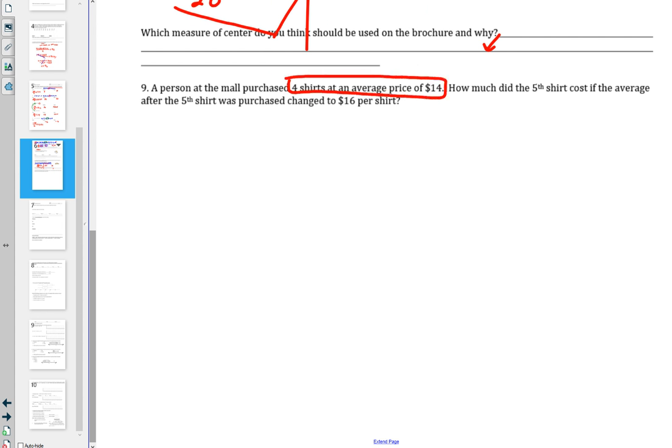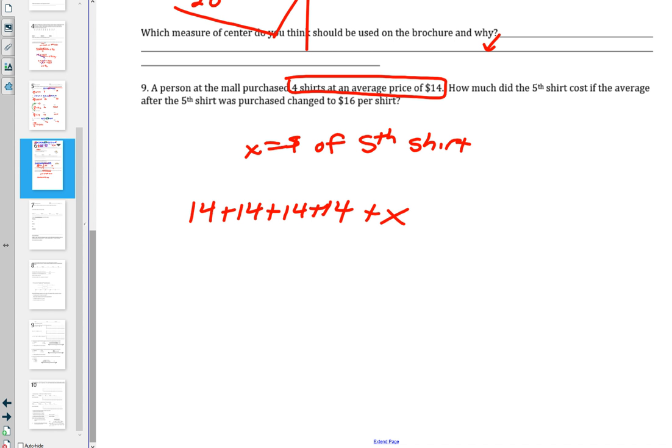cost $14, it doesn't really matter how much each one costs, because I know if I add them up and divide by 4, that's what it's going to give me. So I can just pretend that each of those shirts cost exactly 14, and treat it like I did the first one. So X is going to be the cost of the 5th shirt, just like before with the test score. And I will go 14 plus 14 plus 14 plus 14, or even 14 times 4 is fine, plus that 5th shirt, which is X, divided by 5, and what's the average after the 5th shirt?